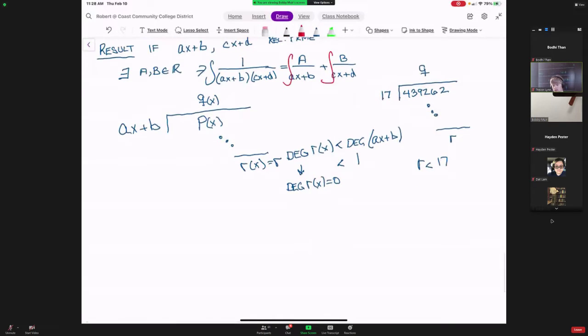Okay, so the justification of all of this stuff is something called the Chinese. Is that how you spell Chinese? That's correct. The Chinese remainder theorem.